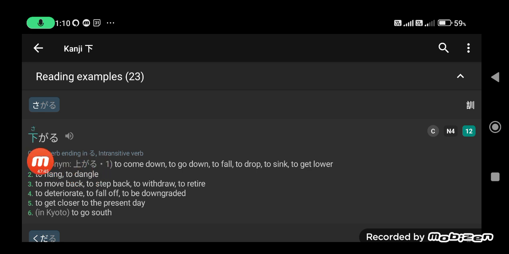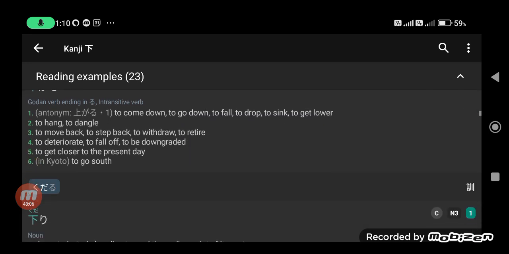But usually the sagaru here means to get lower, or to move back or step back. Usually it will mean to step back or to move back. Sagaru. Or sagatte kudasai. Choto sagatte kudasai.